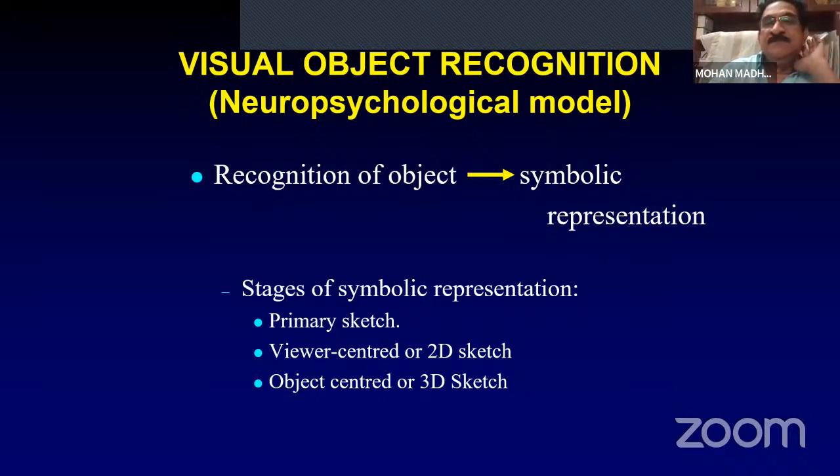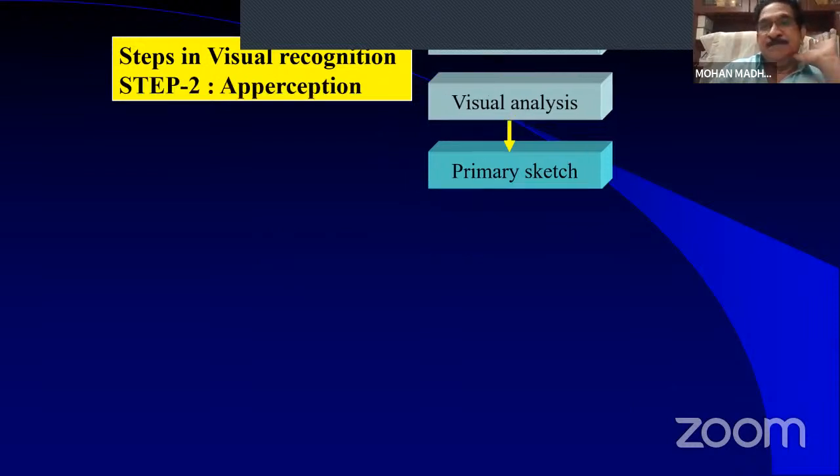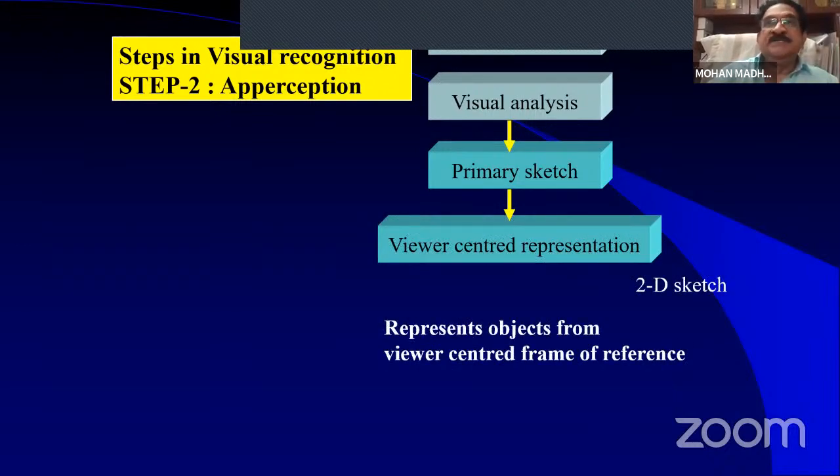In fact, object recognition is a symbolic representation which involves basically 3 steps. One is a primary sketch, second is a viewer-centered 2-dimensional sketch, and third is an object-centered 3-dimensional sketch. I'll tell you what each one is. The basic thing is the representation comprising of brightness intensity changes, which forms the primary sketch. But that is not enough. From the primary sketch, it has to form what is called the viewer-centered or 2-dimensional representation. Here, the object is perceived as the patient is viewing that object. So it represents the object with a viewer-centered frame of reference.